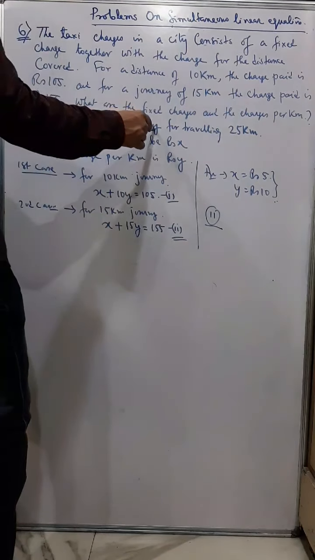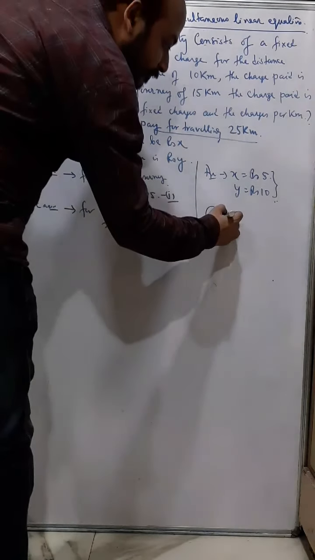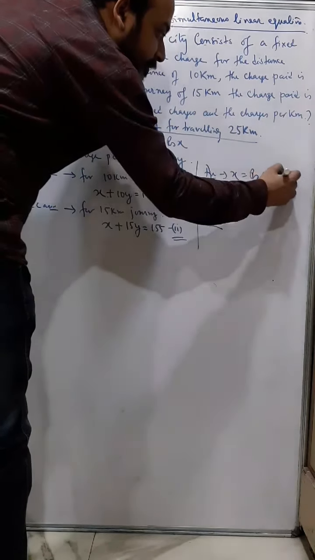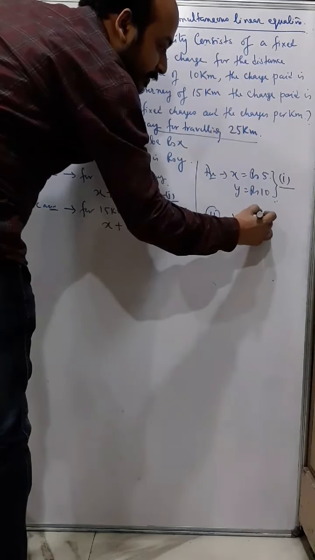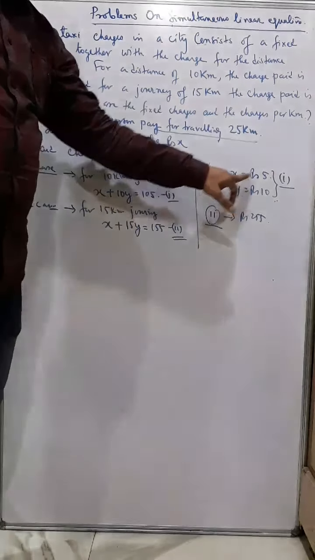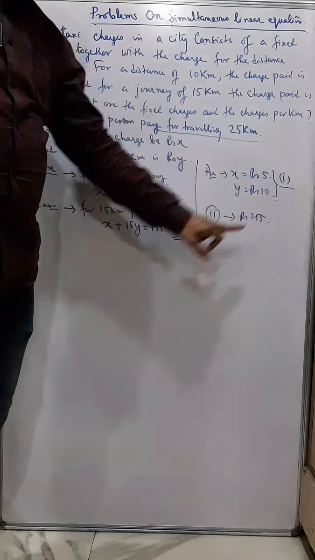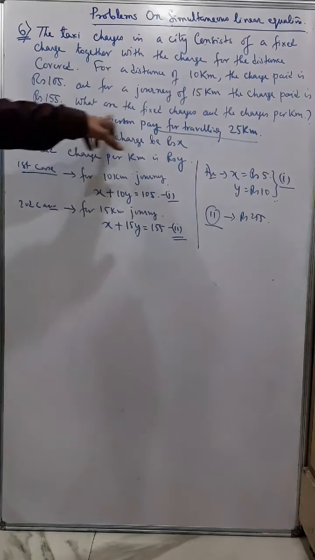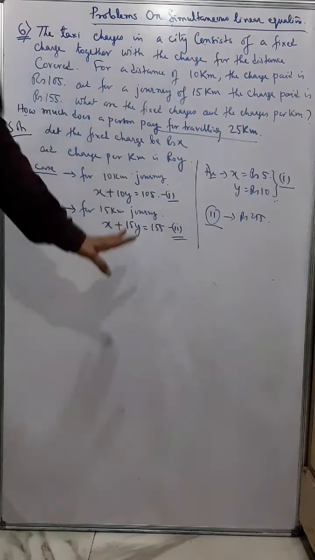The second part means for traveling 25 kilometers, so that answer will be 255. So this is the part 1 answer, and this is 255. Okay, so we get x as 5. X is the fixed charge, and the per kilometer charge is 10 rupees, and a person traveling 25 kilometers has to pay 255 rupees. So this will be the answer.